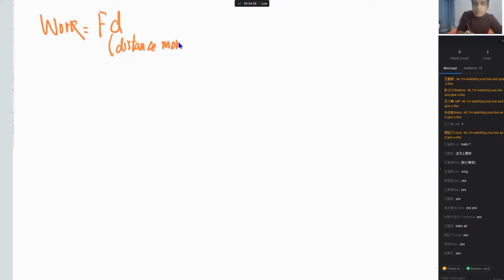Distance moved in direction of force, so we can say in direction of force. So you have to take that distance. Distance moved in direction of force is a very important point. Most of the time many students make mistakes with this one.